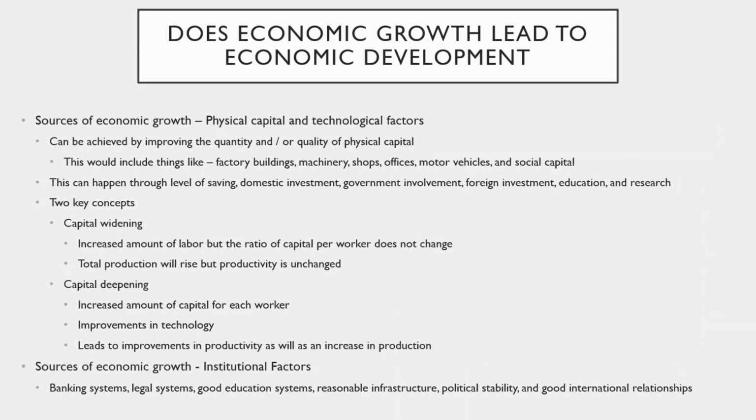Physical capital and technological factors. This can be achieved by improving the quantity and or quality of physical capital. This would include things like building factories, machinery, shop offices, motor vehicles, and social capital. There's two key concepts for increasing physical capital. We have capital widening, where you increase the amount of labor, but the ratio of capital per worker does not change, so productivity will be the same. Or you have capital deepening, where you increase the amount of capital for each worker, like improvements in technology. This will lead to increased productivity.